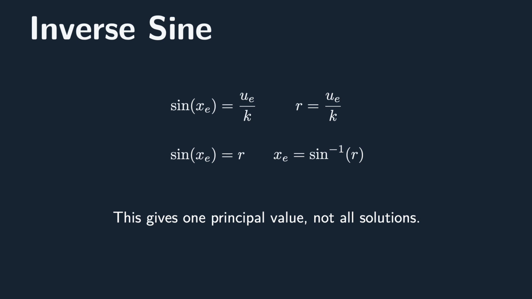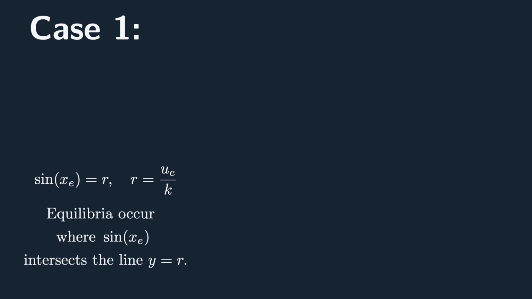Because sine is periodic, there may be more than one solution in a 2 pi period, and the solution pattern repeats. Or, as we'll see, there might be no solution at all. We are solving the equilibrium equation sine of xe equals r, where r equals ue on k. Graphically, this means finding where the sine curve intersects the horizontal line y equals r.